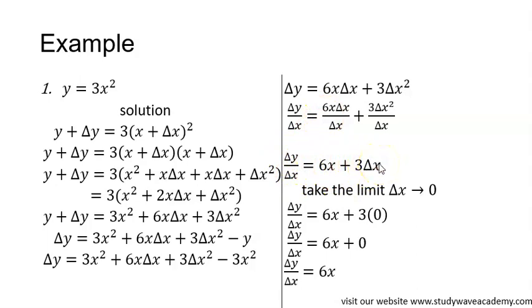okay? So next we take the change of x to the limit 0. So the change of y over the change of x is equals to 6x plus 3. Anywhere we see the change of x, we put 0, okay? So bracket 0. 3 times 0 is going to give us 0, right? So the change of y over the change of x is equals to 6x plus 0. Remember, 3 times 0 is 0. 6x plus 0 is 6x. So the change of y over the change of x is equals to 6x. Okay? So this is the idea of the first principle method, okay? Do you understand?